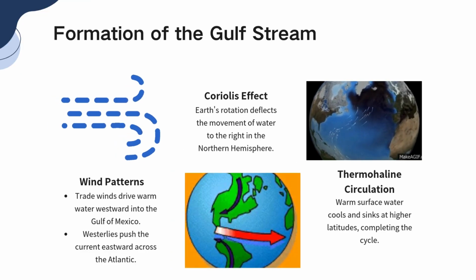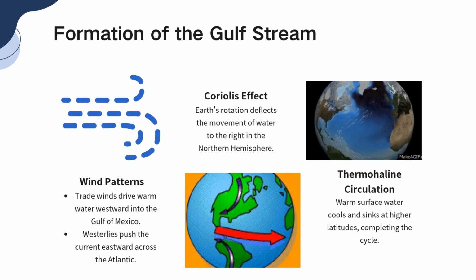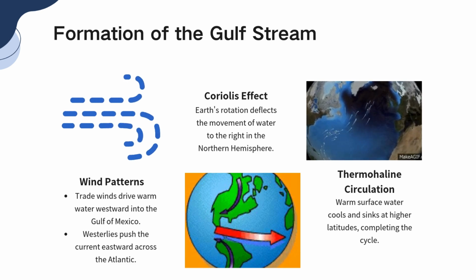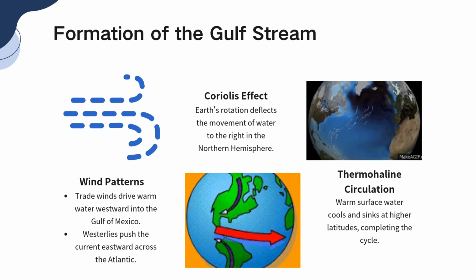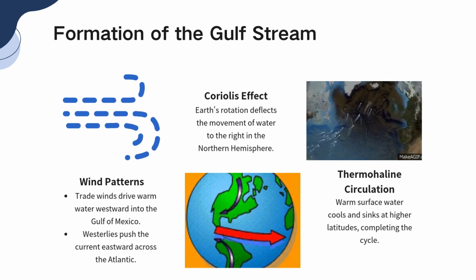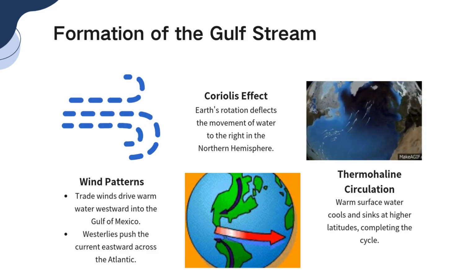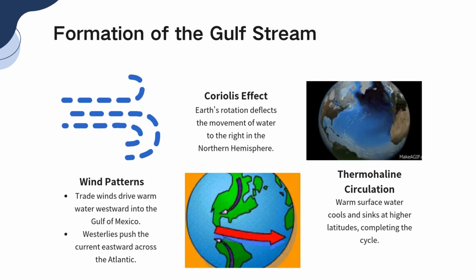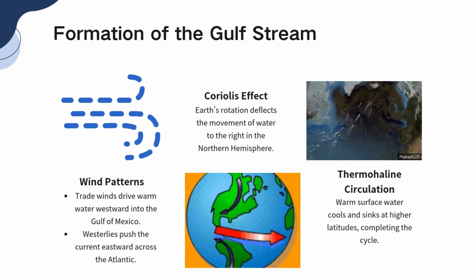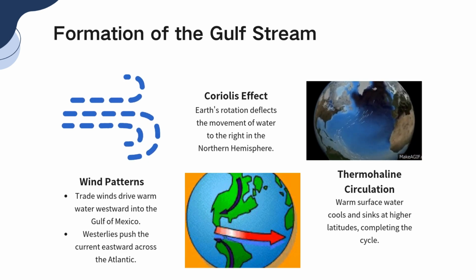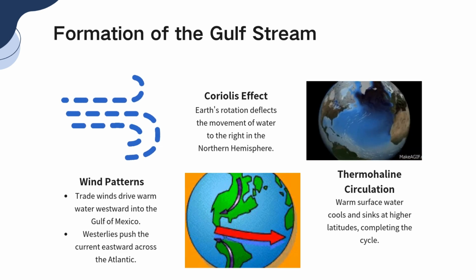Firstly is the wind patterns. The trade winds blow westwards near the equator, push warm surface waters westward across the Atlantic Ocean, and the westerlies blow eastwards at the mid-latitude, push the current eastward across the Atlantic. These wind patterns apply a stress to the subtropical ocean surface with a negative curl across the North Atlantic Ocean. This warm water accumulates in the Gulf of Mexico, creating the initial flow of the Gulf Stream.